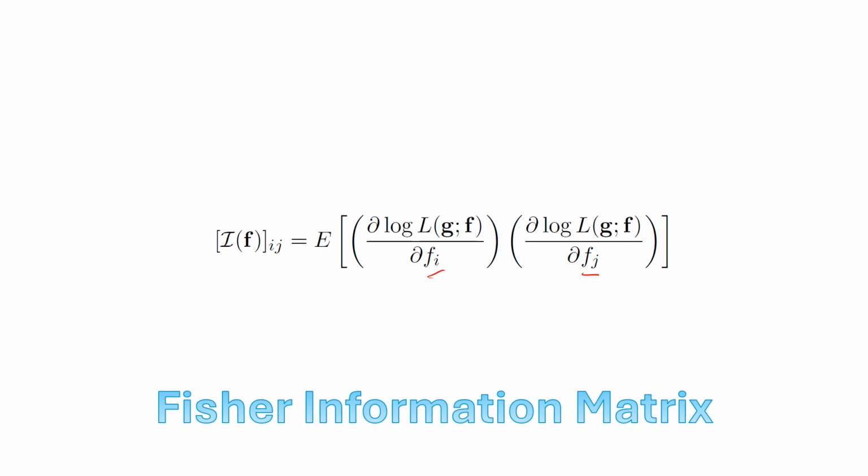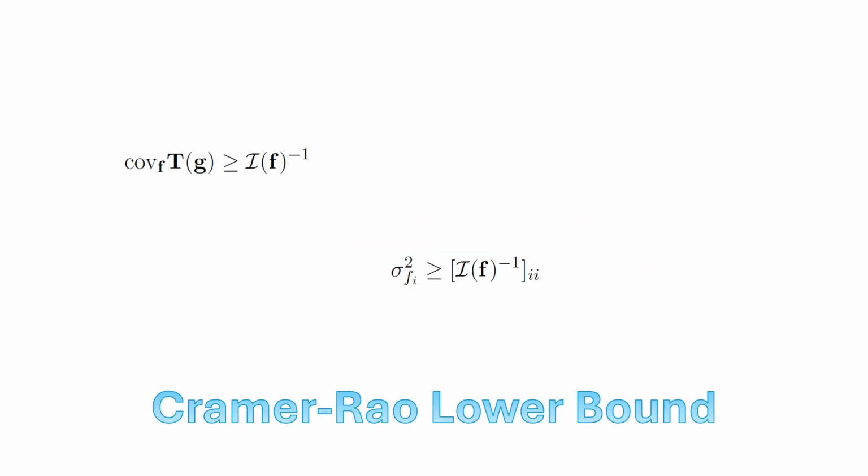The power of the Fisher information comes from the use of the Cramer-Rao lower bound. One can show that for any unbiased estimator G to estimate f, the covariance of estimates of f is going to be greater than or equal to the inverse of the Fisher information matrix. And in particular, the variance of the parameter f sub i is going to be bounded by the diagonal term of the inverse of the Fisher information matrix for that coefficient. So this gives us a bound for any unbiased estimator for what our error is going to be in estimating features of the object.